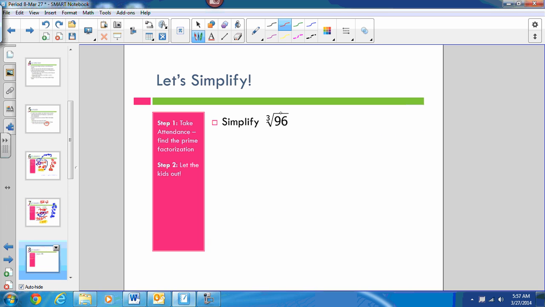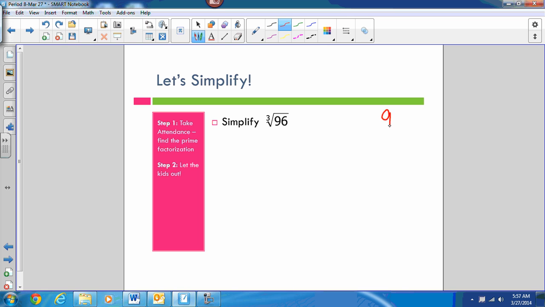So for our next one, we want to simplify this. Now what do you notice the index is this time? That's right, our index is 3. So instead of looking for pairs, we're looking for groups of 3. So they can only go out in groups of 3. So 96.